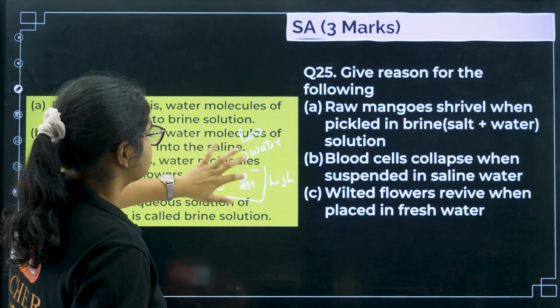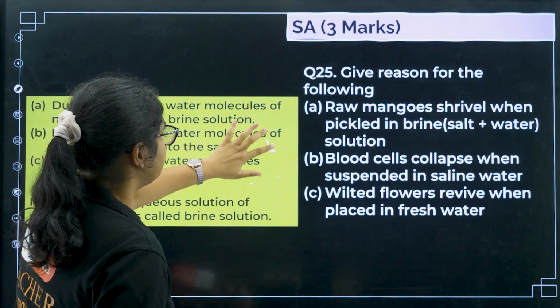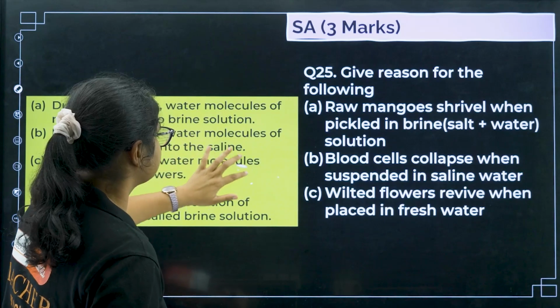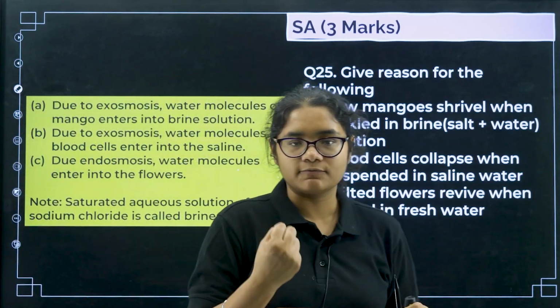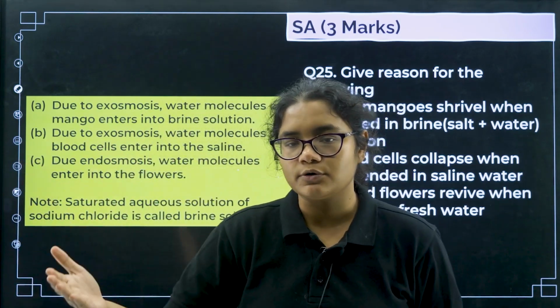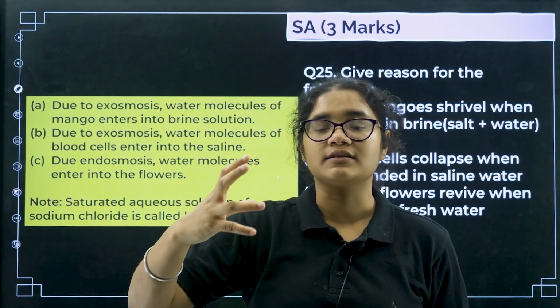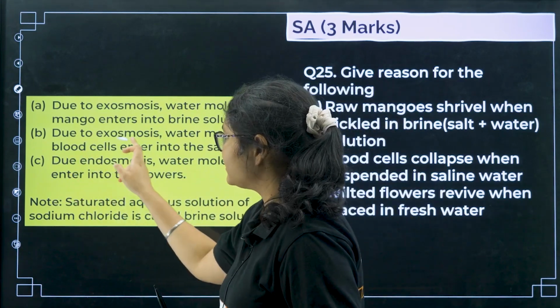Next we have blood cells. Blood cells collapse when suspended in saline water. The same thing: blood cells have some water content, and outside the concentration is more. So from low concentration to high concentration, water will flow and the blood cells will collapse. That is also because of exosmosis.